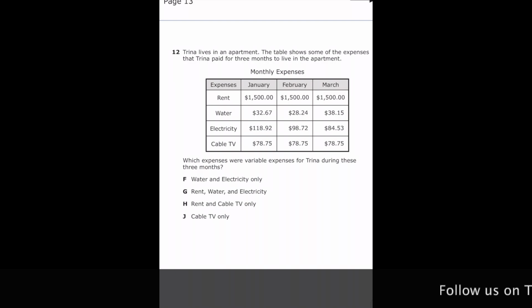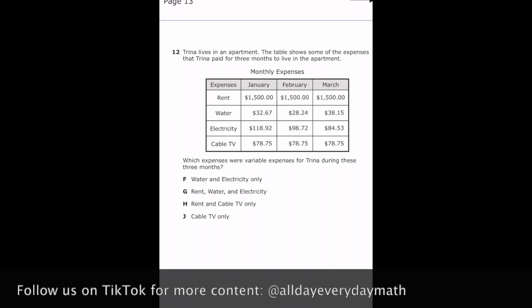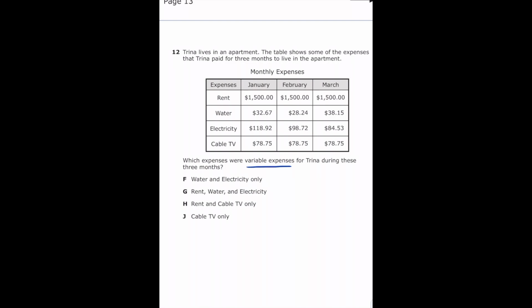Number 12. Trina lives in an apartment. The table shows some of the expenses that Trina paid for 3 months to live in the apartment. Which expenses were variable expenses for Trina during these 3 months? So variable means that those expenses are changing, so they're not the same for each month, okay? So if we look at rent, it stayed the same for all 3 months, so that's not a variable expense. So I'm gonna mark out rent.